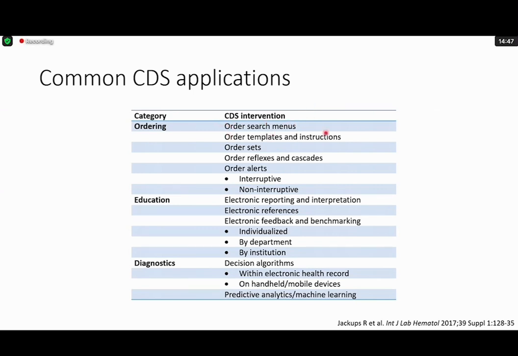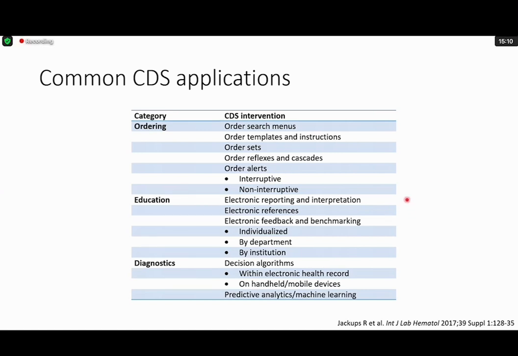So that can include the way you build orders using search menus or templates, the way you put orders together in things like order sets and order reflexes, and then yes, of course, order alerts, and we'll talk about all of these things with examples coming up.